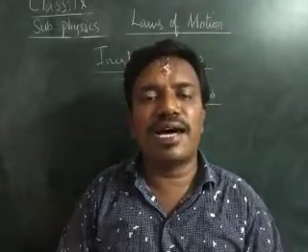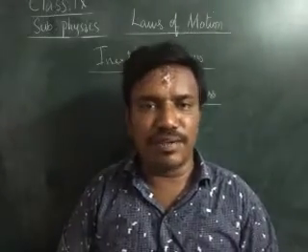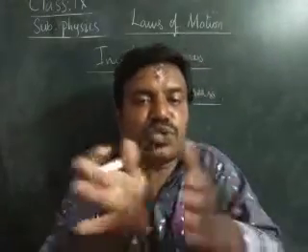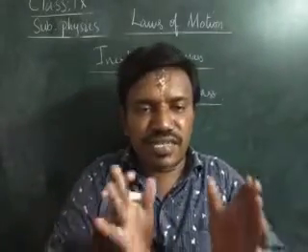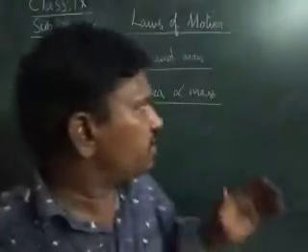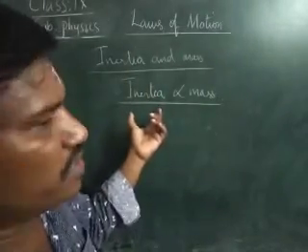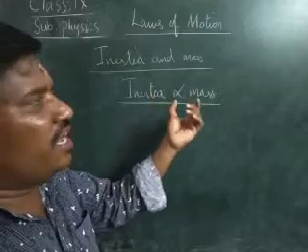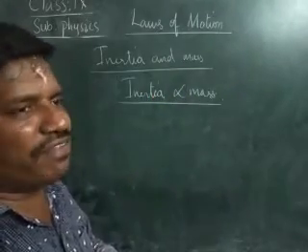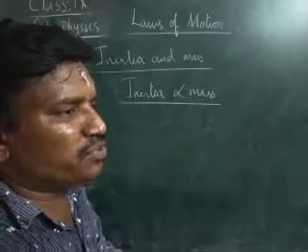Therefore, lesser is the mass, lesser will be the inertia. That means the resistance to change its state of motion, the resistance to change its state from rest to motion, that is nothing but inertia. Therefore, when the mass is less, inertia will be less. Therefore, easily we can move the bicycle from one place to another place.